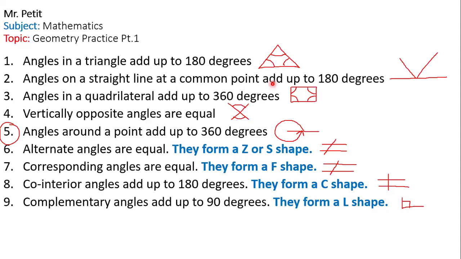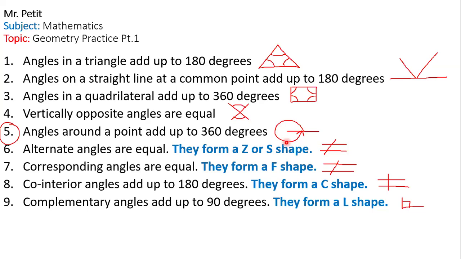Number 1, angles in a triangle add up to 180 degrees. Number 2, angles on a straight line at a common point add up to 180 degrees. Number 3, angles in a quadrilateral add up to 360 degrees. Number 4, vertically opposite angles are equal. Number 5, angles around a point add up to 360 degrees. Very good.